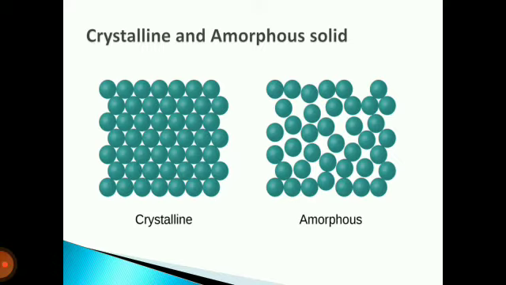As you can see from these images, this is an arrangement of the particles. These spheres can be considered as either atoms, ions or molecules. So these particles have a definite geometrical pattern of arrangement in crystalline solids. Whereas you can see the arrangement of these particles in amorphous solid is random. These particles are randomly arranged throughout the amorphous solid.